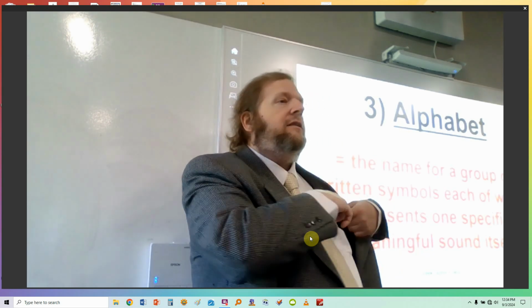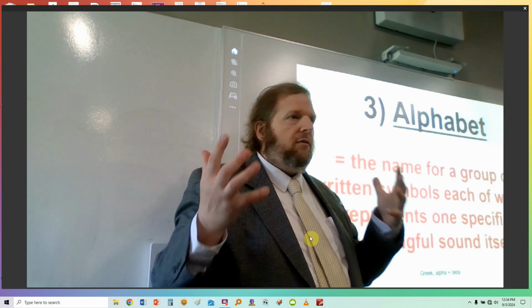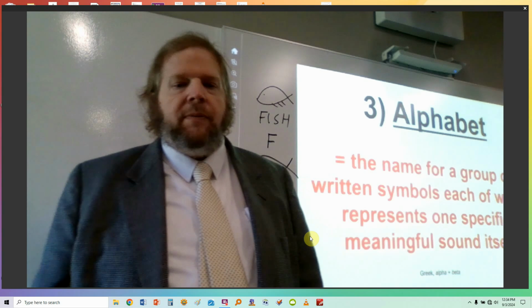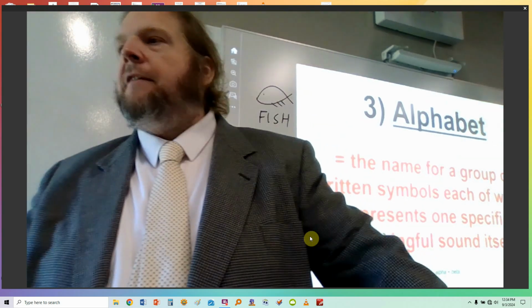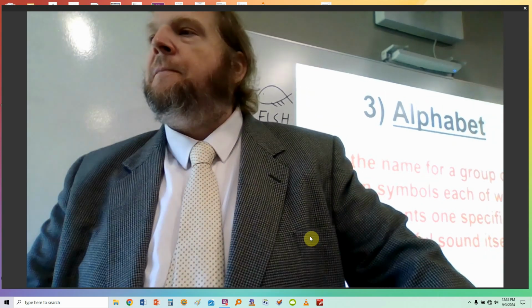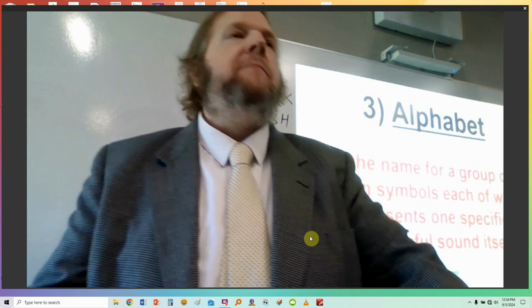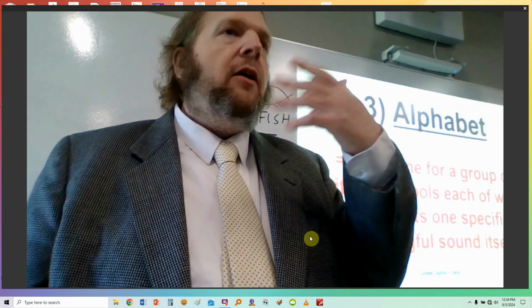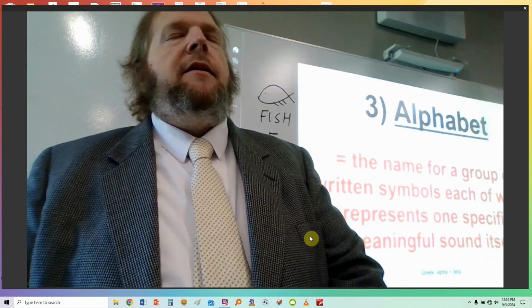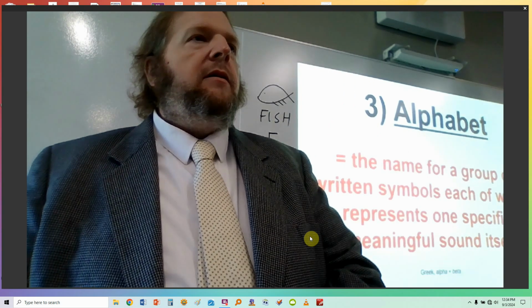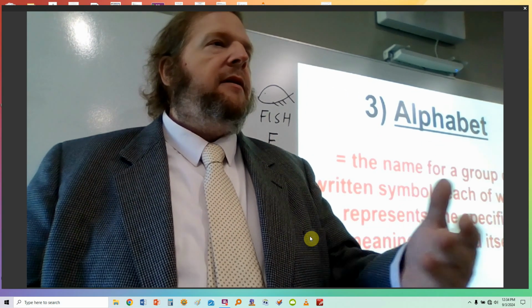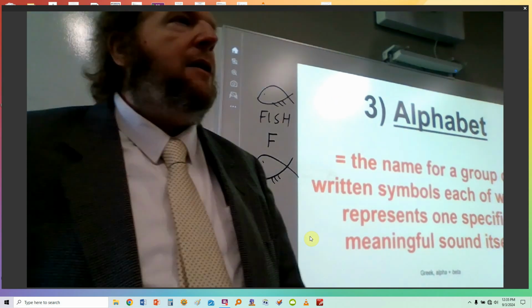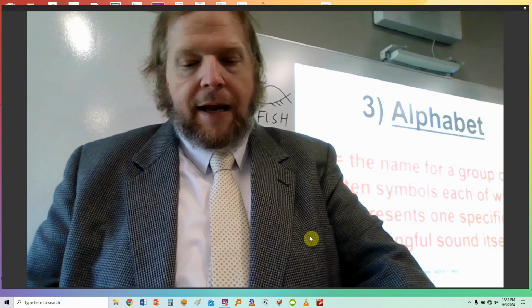And that's where you start getting into proto-alphabets, early alphabets that are more transitional between picture writing and true alphabets, which is a group of written symbols where each symbol represents one specific meaningful sound. So each sound that is uttered by the person has its own symbol. So b, k, d, f, g, h, j, k. All these separate sounds now have their own symbol, and that's what an alphabet is doing.